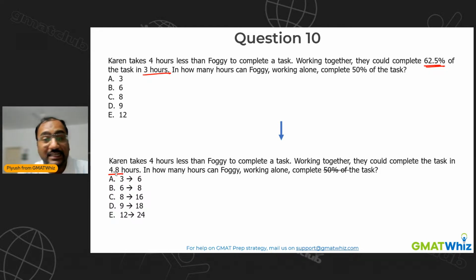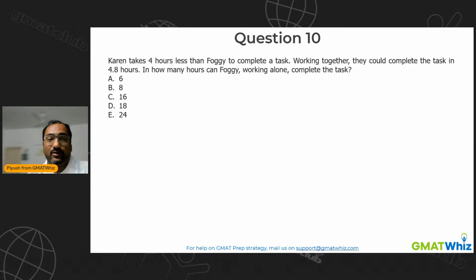The second thing I will change is that I don't want to see Foggy's 50% time. I will change it to Foggy's total time. How much time will Foggy take to complete the entire work? Then I'll have to multiply each of these options by 2, right? Because the time given is for half of the job. If I make these 2 changes, this is what the question becomes now. That's what they wanted to give, but they disguised it a little so that you can't use the LCM method that easily. Using the LCM method here wouldn't be very straightforward, but it is still possible.